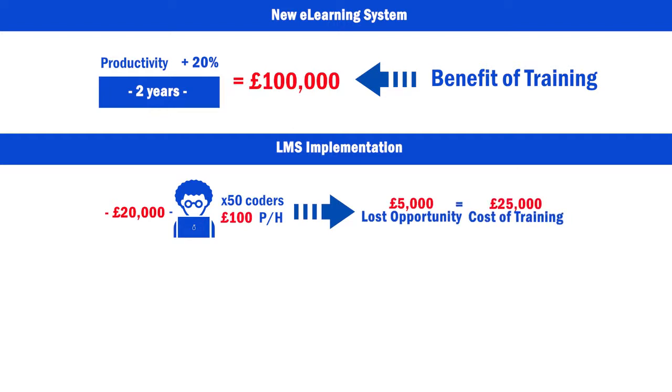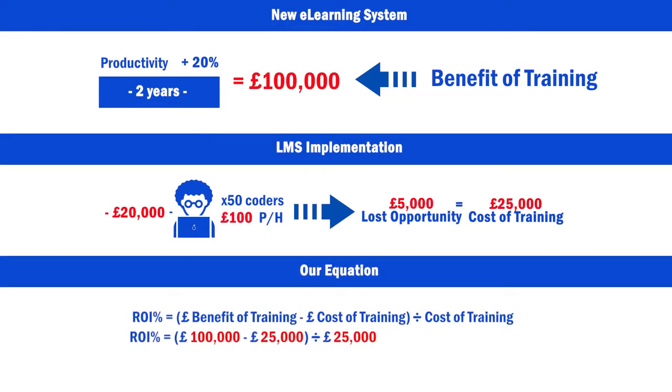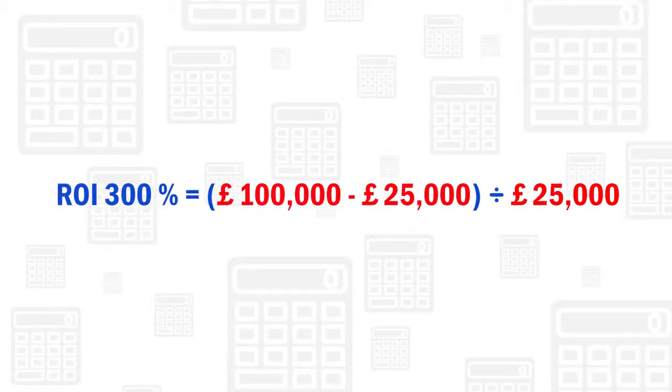Now, if we run all those figures through our equation, voila, we get the magical Holy Grail ROI figure to impress the boardroom. In this case, it's 300% ROI, which means that we have recouped 3 times the original investment. This is quite a simplified look at the ROI calculation, and there are greater levels of detail and refinement that will need to be explored in real-world practice.